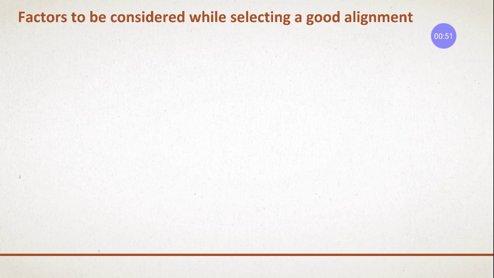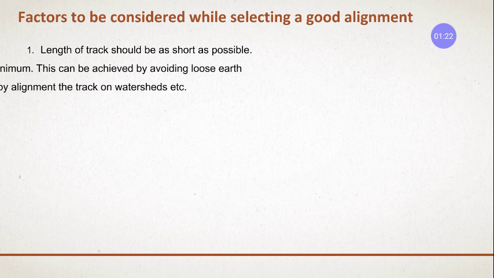So, factors considered while selecting a good alignment. How the route or track should be, in which direction we are going to move. So how it should be, what factors affect it. The length of the track should be as short as possible. We try to reduce the distance as much as we can. It's not that we have to reduce it fully, we can't do that. But as much as we can reduce it, try to reduce it. So that is what it is trying to say.